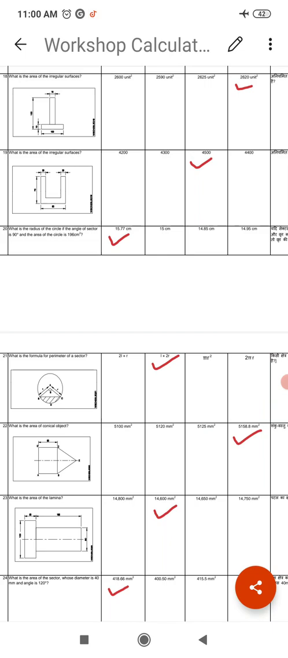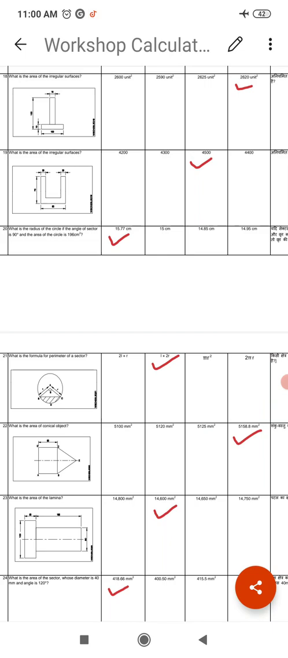Next, what is the radius of the circle if the angle of sector is 90 degree and the area of the sector is 196 cm square? Its answer is 15.77 centimeter. Next, what is the formula for perimeter of a sector? Another figure in this question. Its answer is option B, L plus 2R.